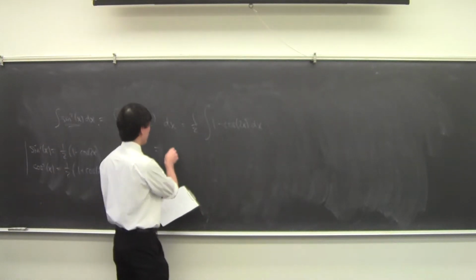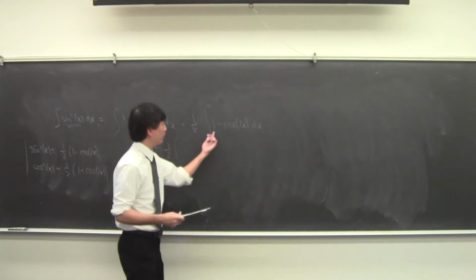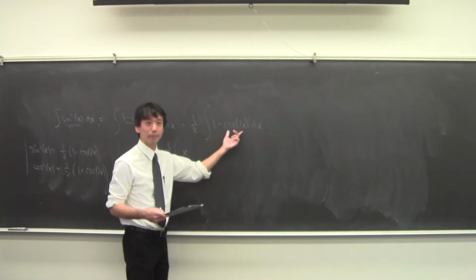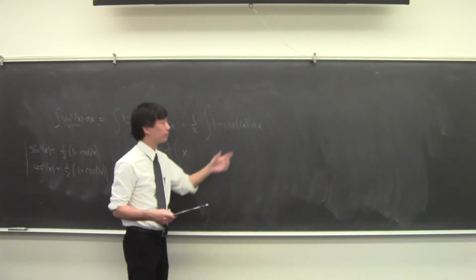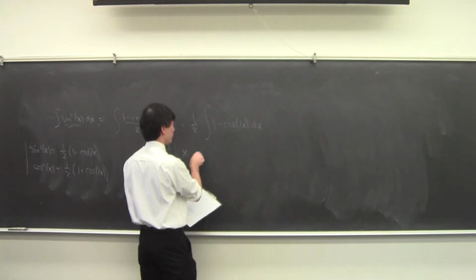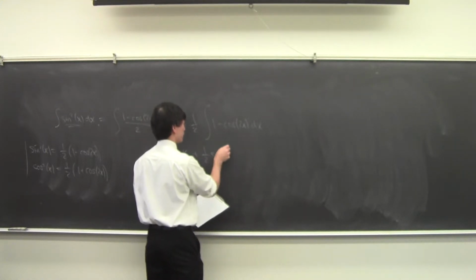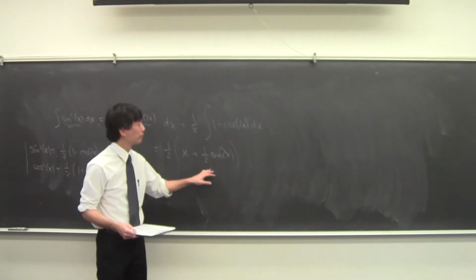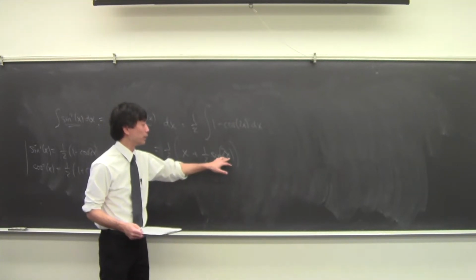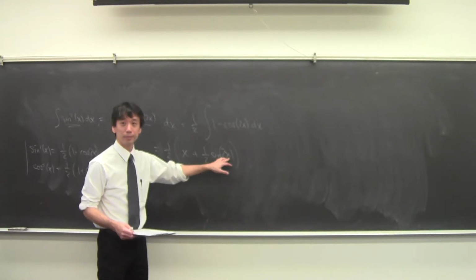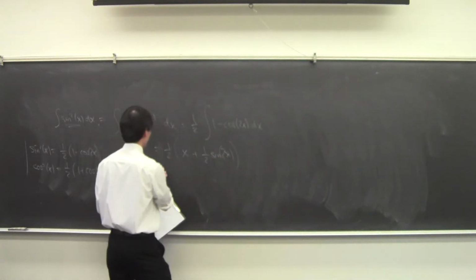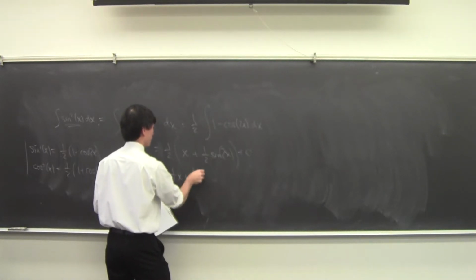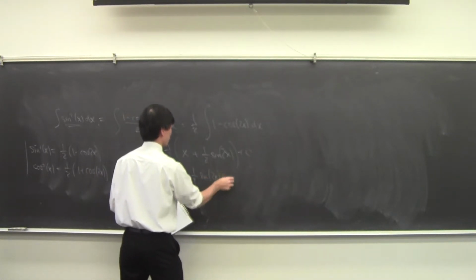Okay, so you get 1/2. Of course, the 1 turns into an x. What about the negative cosine 2x? 1/2 sine 2x, because when you differentiate this, you're going to get cosine 2x times 2. And so you end up with 1/2 x plus 1/4 sine 2x plus the constant.